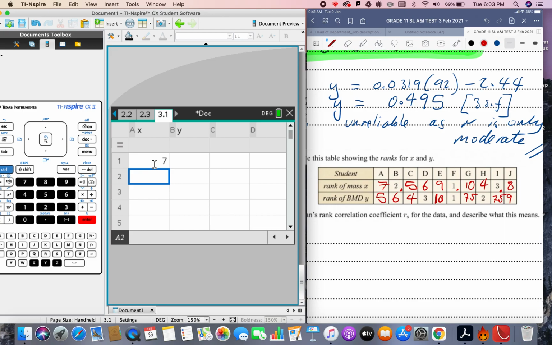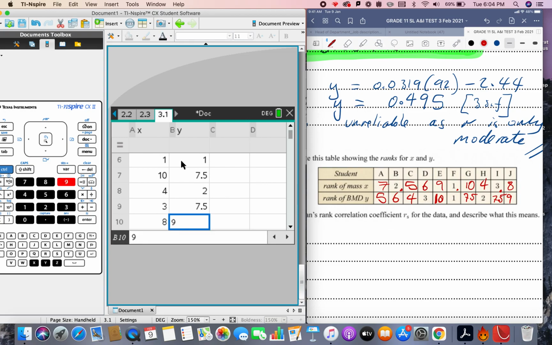So now just type this in carefully in order for X's. 7, 2, 5, 6, 9, 1, 10, 4, 3, 8. You notice there's 10 items and I've got a 10 entry here. Now scroll back to the top. And now for the Y values, I've got a 5, and a 6, and a 4, and a 3, and a 10, and a 1, and a 7.5, and a 2, and a 7.5, and a 9.